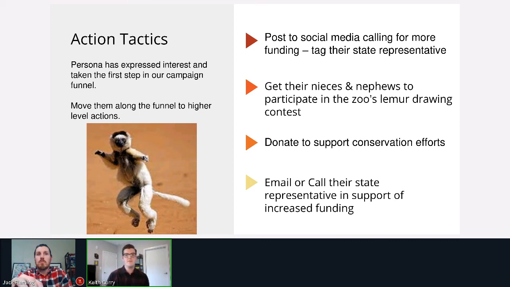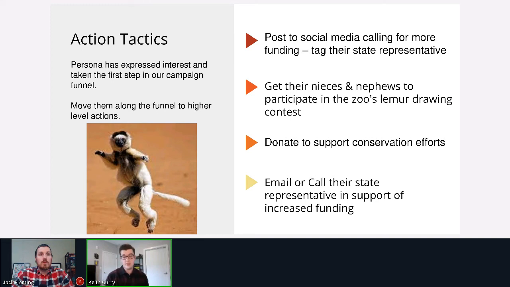And then the final one that you get to for high level is when you've moved your persona all the way through the funnel to emailing or calling their state representative to increase funding. So a social media tag we talked about earlier, they may be scared to do that, but hopefully if they've gotten the communication and tactics throughout the funnel, they'll be a little more open to it by now. But the social media one's a light lift, when this is much more engaged because you're asking them to spend the time to either talk to their state representative or send an email.